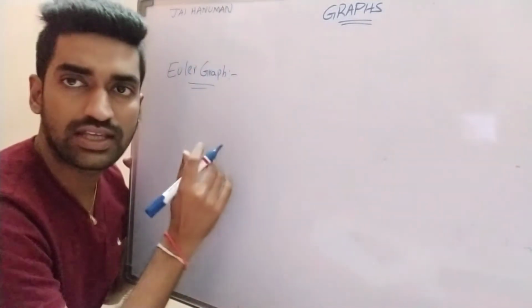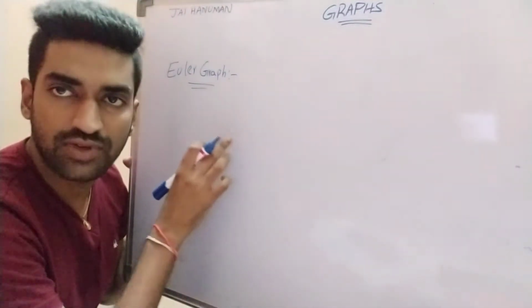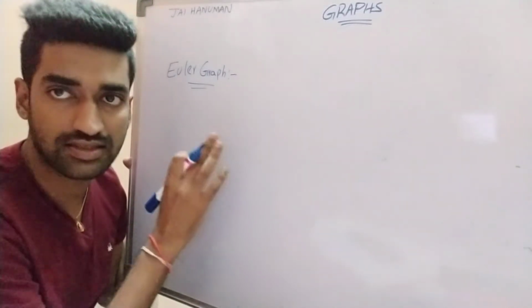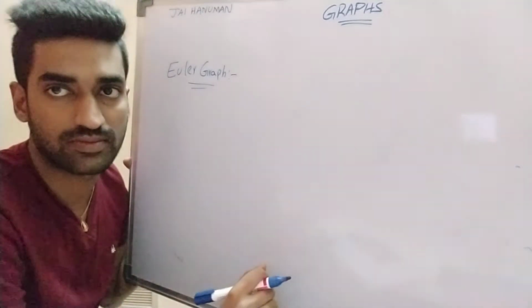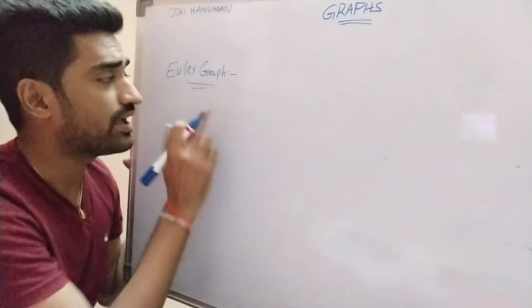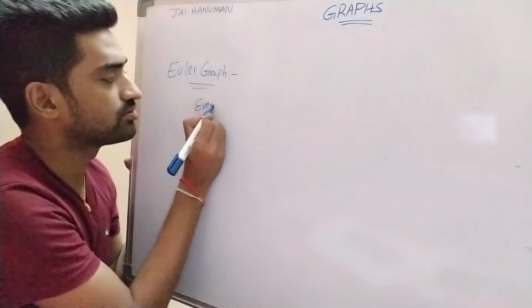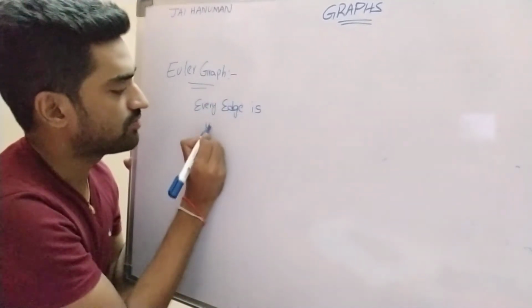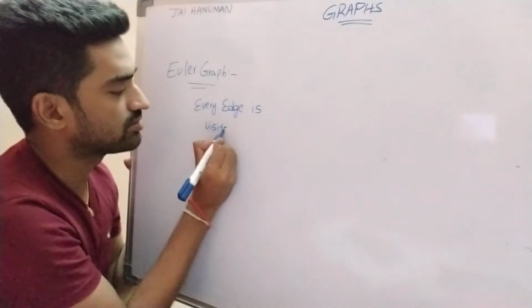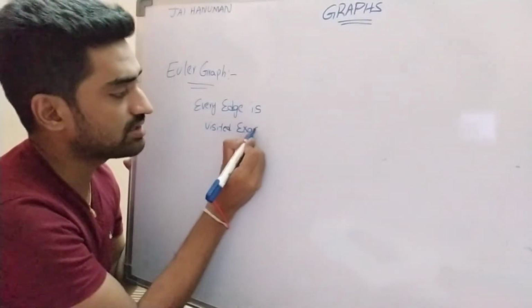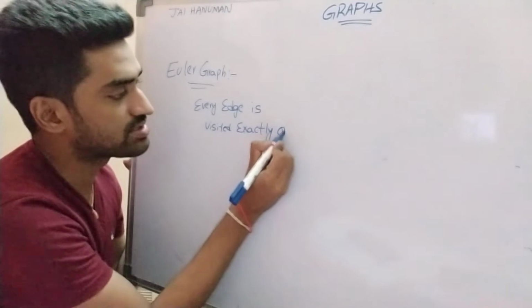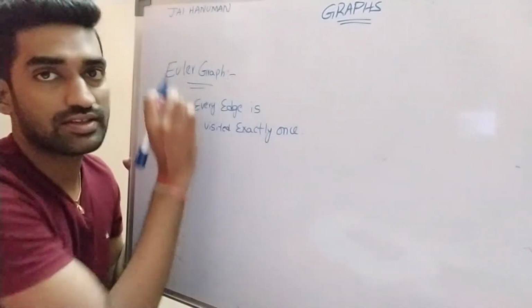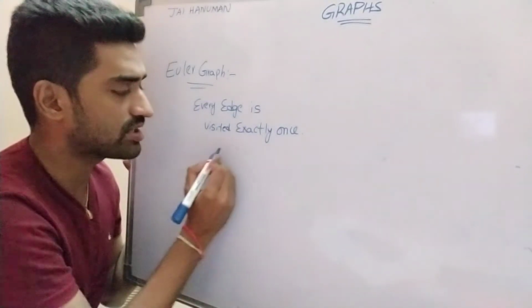A graph in which every edge is visited exactly once, that graph is called an Euler graph, right? So here I am considering one example.